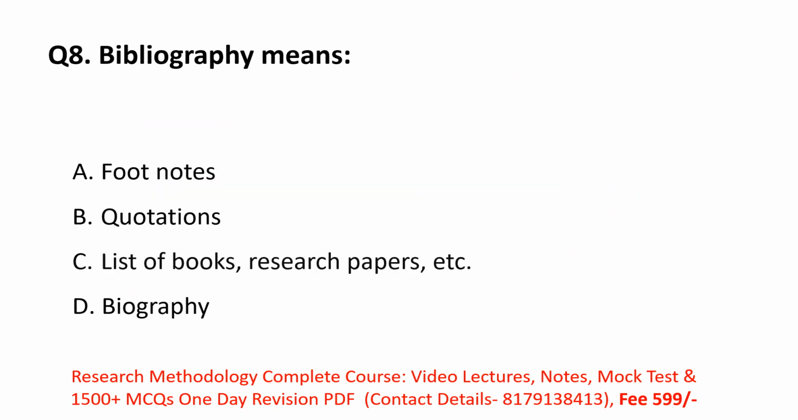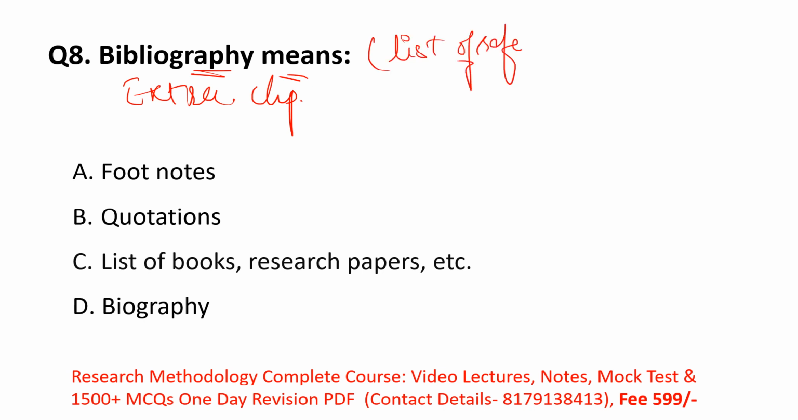Next. The question is: bibliography means? What is bibliography? You have to tell here. Remember, bibliography comes in the extra chapters, an extra chapter in your research paper or research report. The simple meaning of bibliography is a list of references. References means whatever previous researchers did in their work, mentioned there. So a list of references is nothing but bibliography.